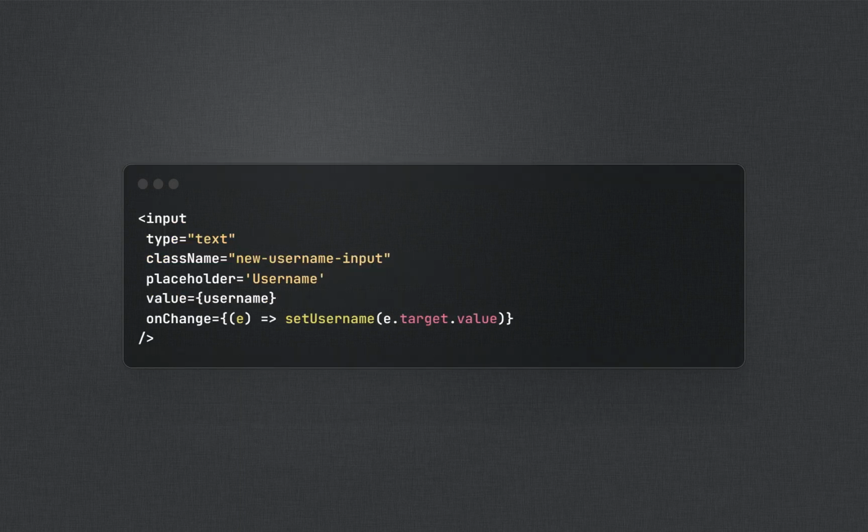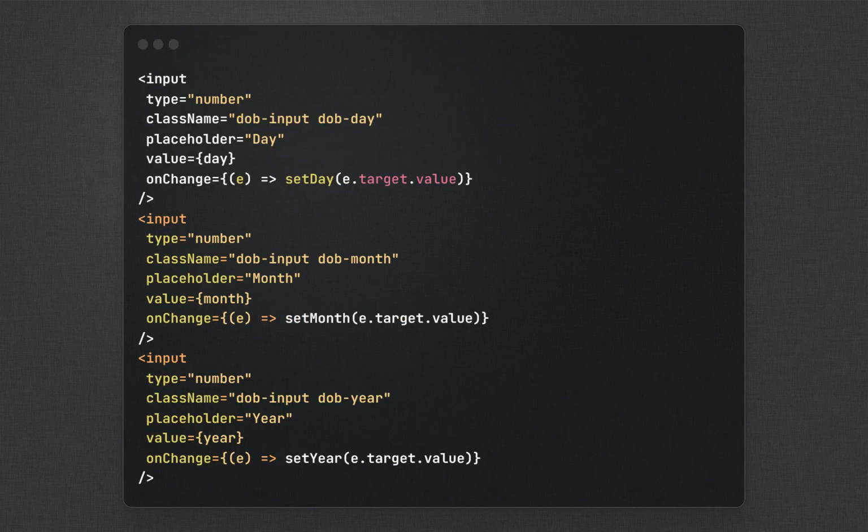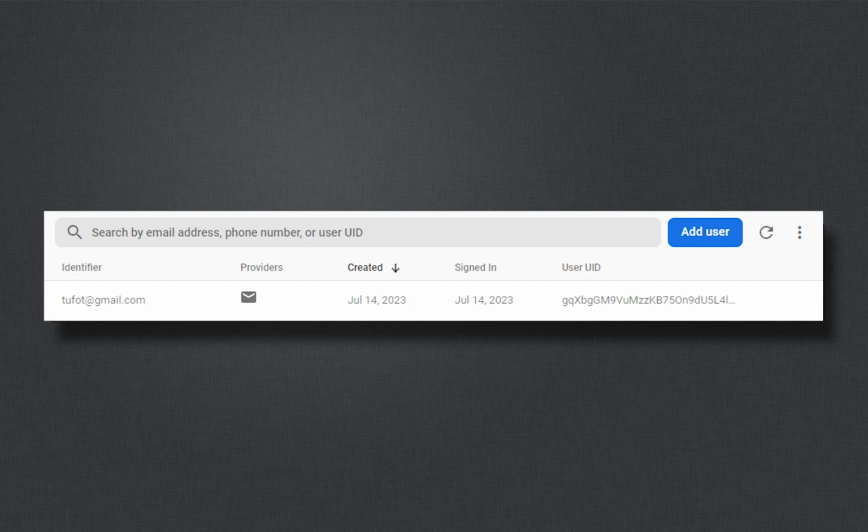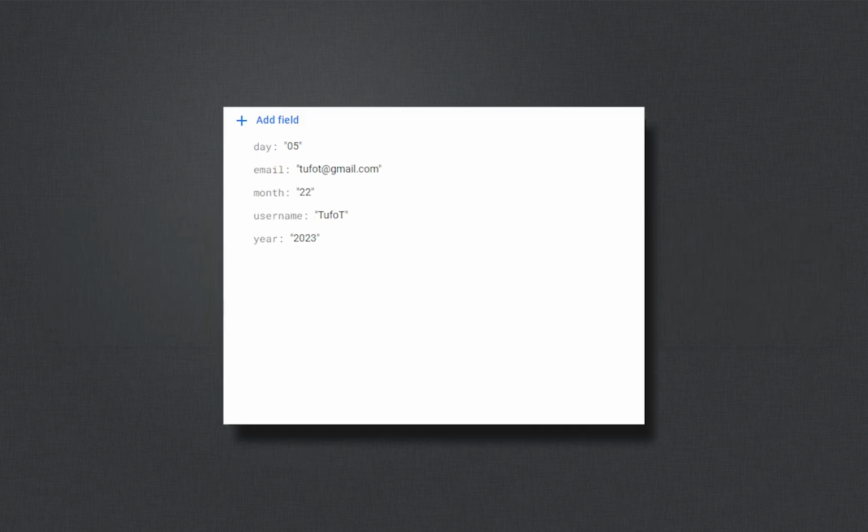Now we add values and event listeners to all the inputs. And we are done now. Let's test it out. If you have done everything as I did, you should get the email you used in the authentication field, and you should get a new user object in the Firestore that looks like this.